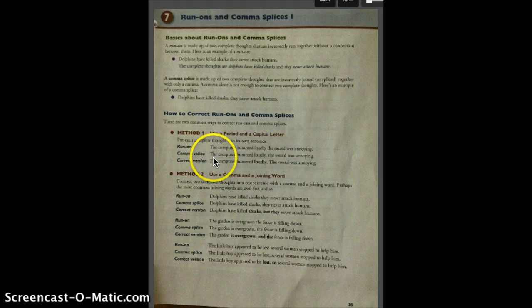Here's a comma splice. The computer hummed loudly, comma. The sound was annoying. This comma is meant to splice the two together. These two complete thoughts cannot be joined by a comma. Here is the correctly written sentence. The computer hummed loudly, period. Capitalize the T on the. The sound was annoying. Now, using a period and a capital letter is one way to correct a run-on sentence or a comma splice.